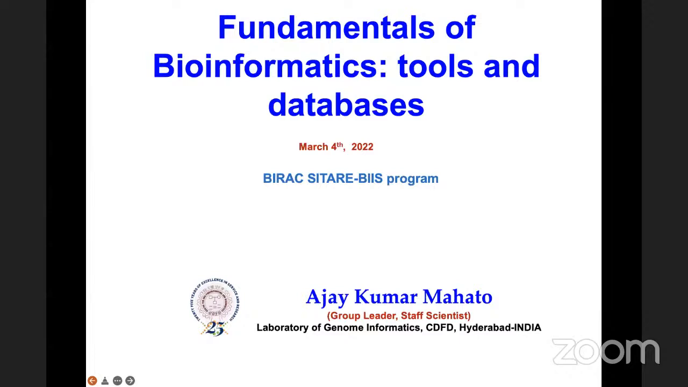Very good morning to all of you. Today I'm going to talk about the fundamentals of bioinformatics, which mainly focus on tools and databases, under this BIIS-10, Sitare, and BIIS program organized by this Srishti. Here at my CDFD, I have my independent lab called the Laboratory of Genome Informatics, which is mainly focused on the area of bioinformatics, especially genomics and artificial intelligence, deep learning and machine learning.